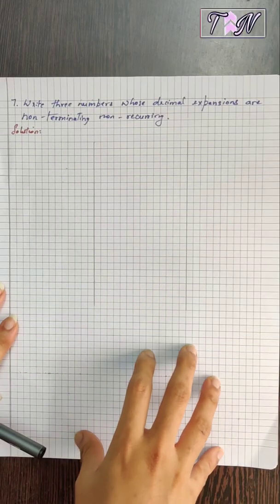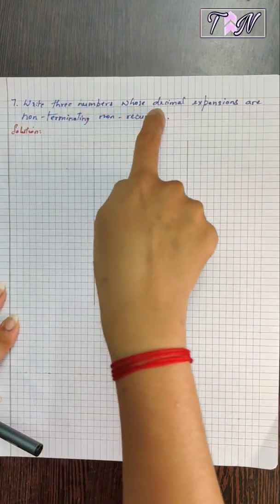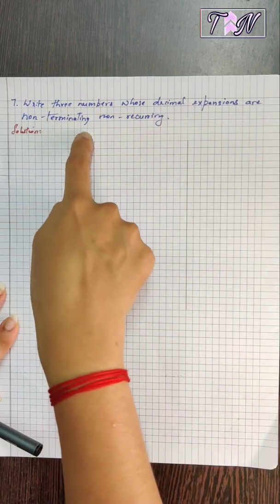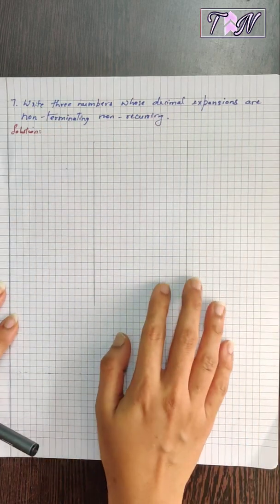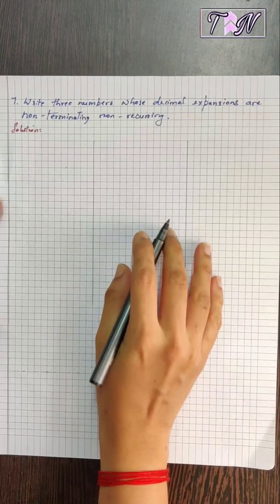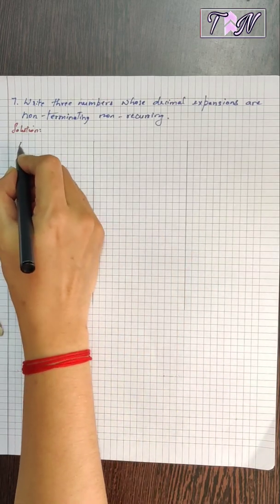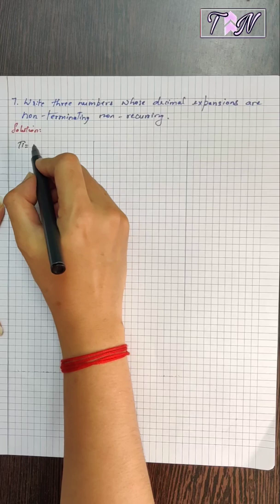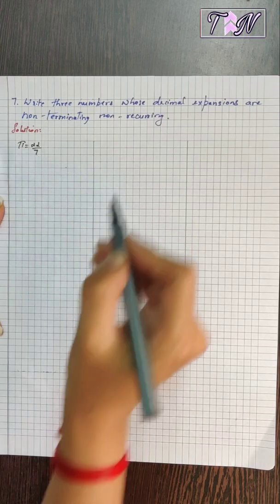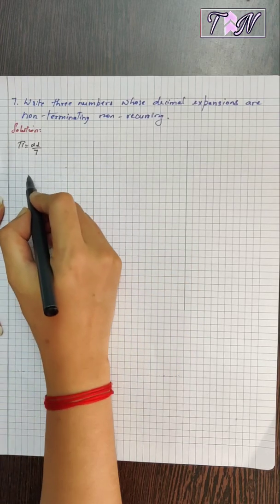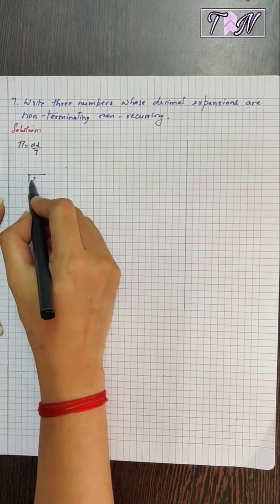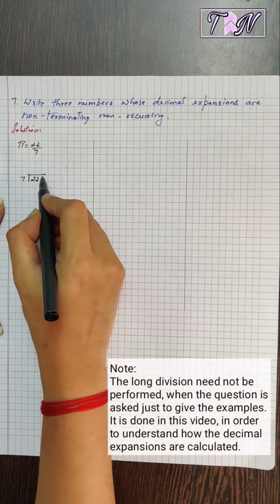Let us see the seventh sum, that is, write three numbers whose decimal expansions are non-terminating and non-recurring. For the first one, I will take the value of pi, that is pi is equal to 22 by 7. So let us see how it works. I'll divide 22 by 7.